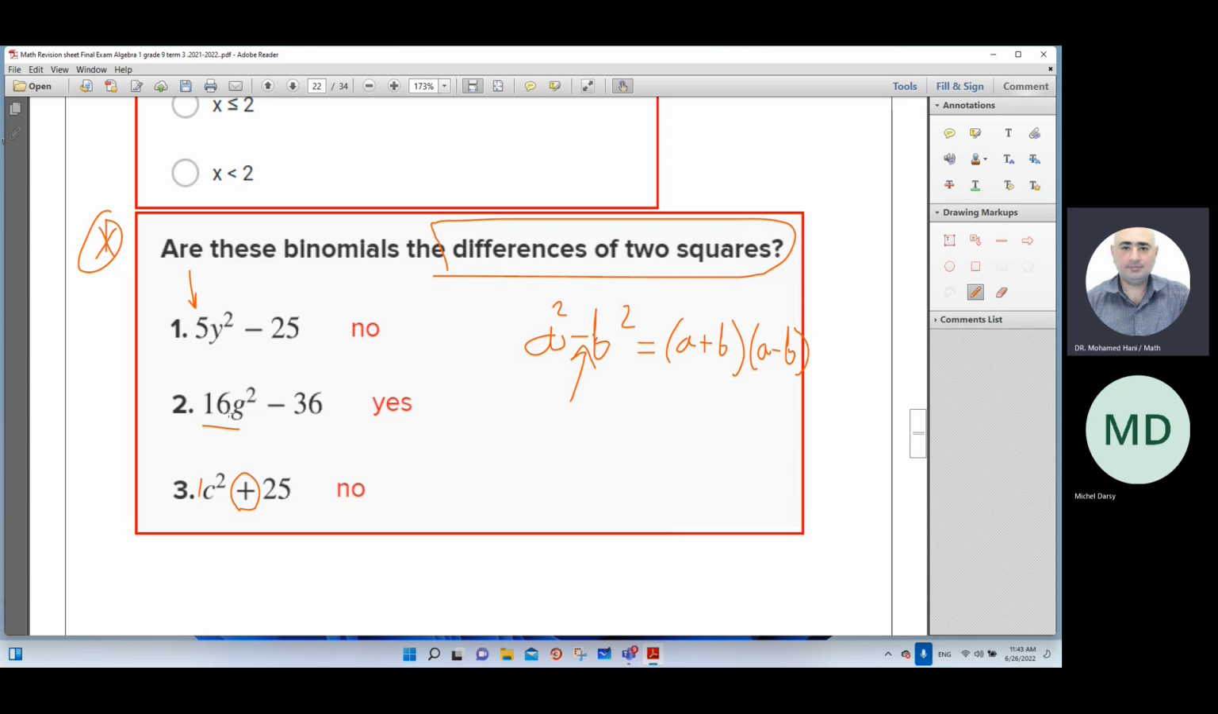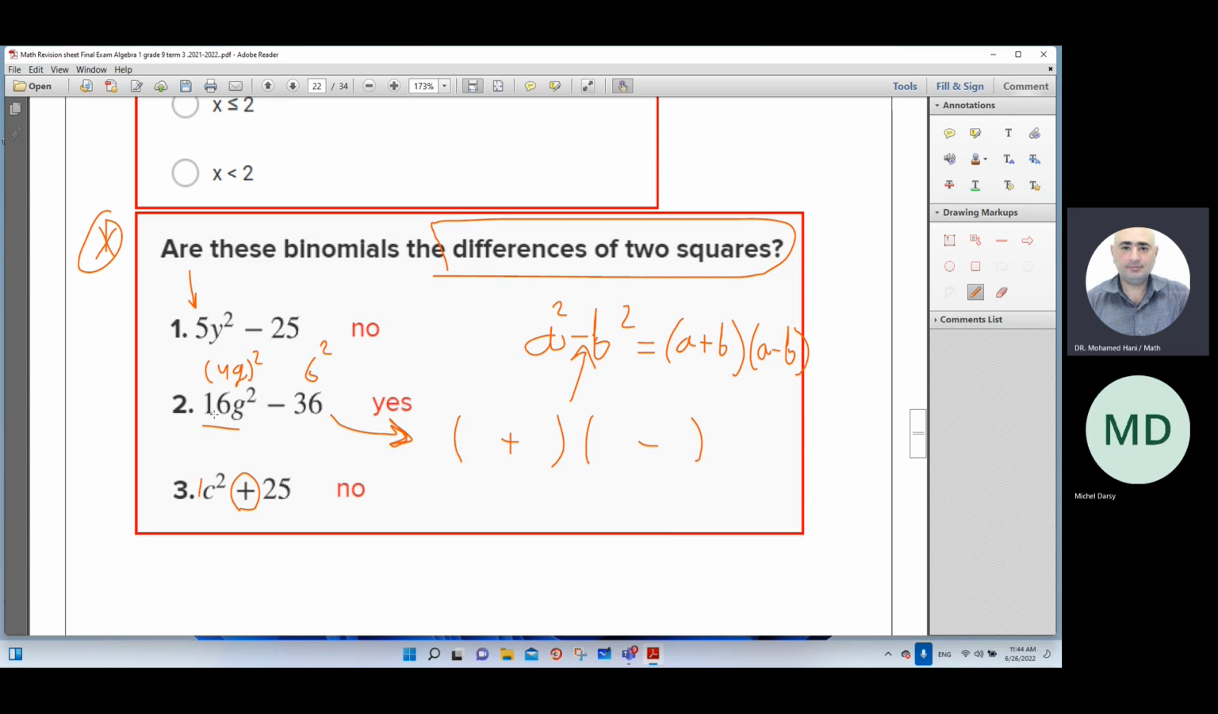As you see here, we have 16g squared minus 36. 16g squared means the square of 4g, and 36 is the square of 6. This is the suitable rule. So if you want to find the difference of the two squares here, you can open two brackets and we have a product between them. Put here plus and put here minus.